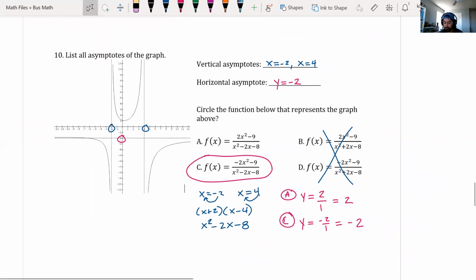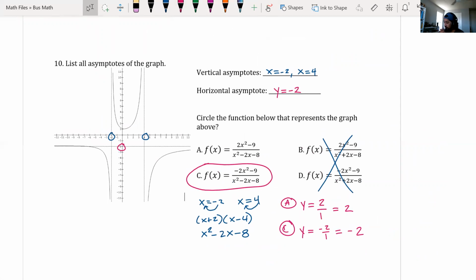All right. Any questions on that? Sorry, I'm a little confused on how we figured out the numerator. The numerator. We're doing it by the rules of the horizontal asymptotes.